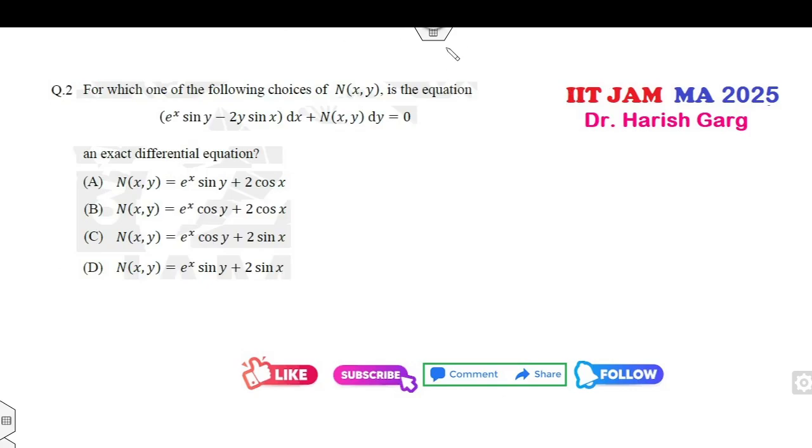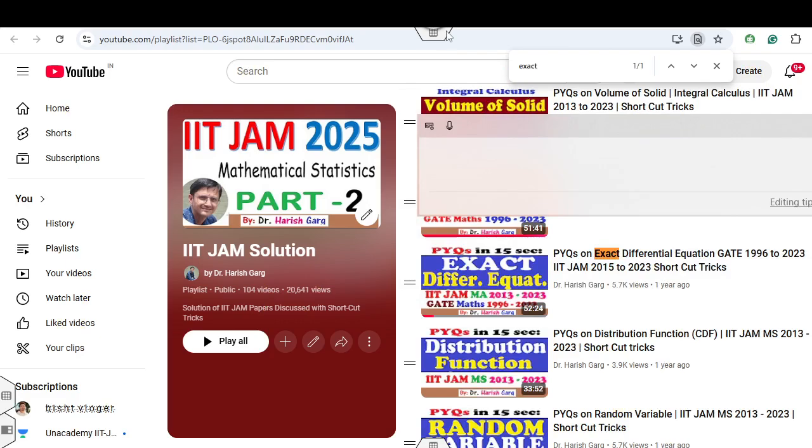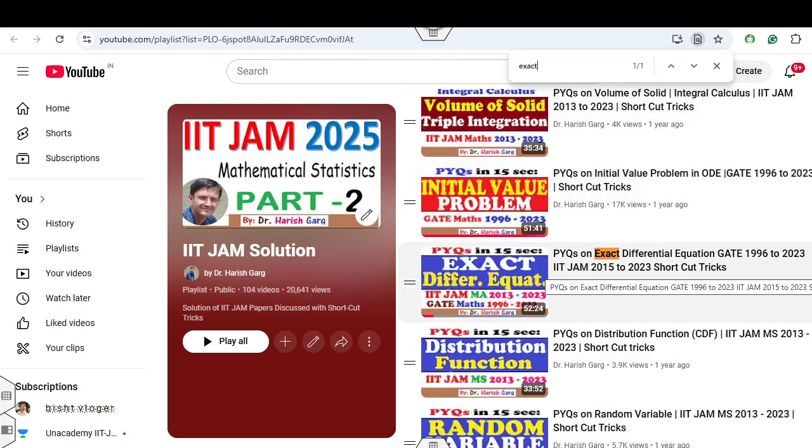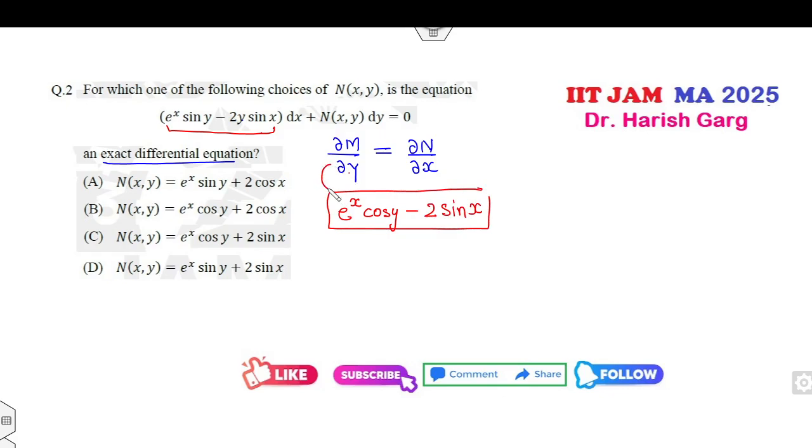Look at the second question. The second question is related to which of the following will give the exact differential equation. Again, if you have already listened to my lecture on the exact differential equation, then you can solve this problem in a very simple manner. What is the exact condition? The partial derivative of M with respect to y must be equal to the partial derivative of N with respect to x. So can you find the partial derivative with respect to y? It is e raised to power x cos y minus 2 sine x. That is the partial derivative of M with respect to y.